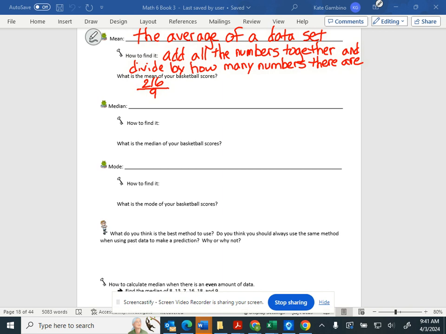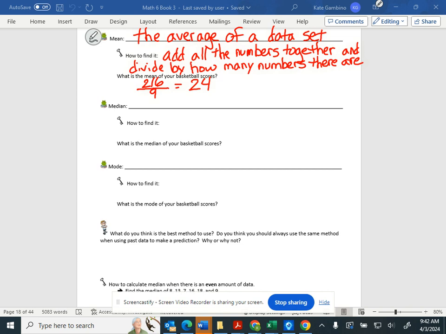I use the fraction bar to show divide. You could use the division symbol. But remember, when we use a fraction, we take the top number, divide it by the bottom number. If I have 216 divided by 9, what do I get, Ava? 24. So our mean basketball score, the average basketball score, is 24. So remember how to find the mean? We do it in our math packets, so we've had practice with finding the mean, median, and mode.